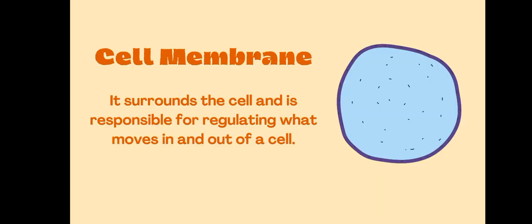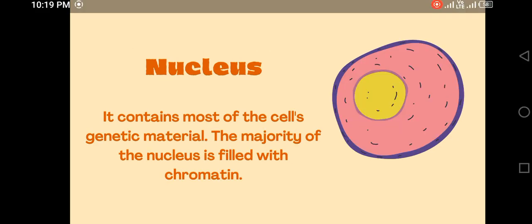First of all, it's about the cell membrane. The cell membrane surrounds the cell, and it is responsible for regulating what is allowed to come inside the cell and what is allowed to go outside of the cell.